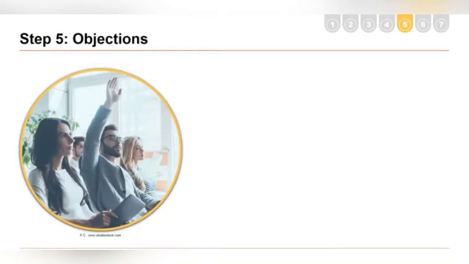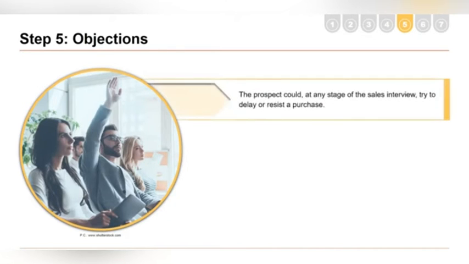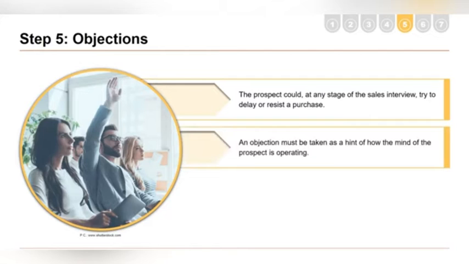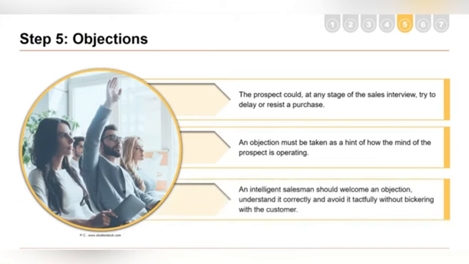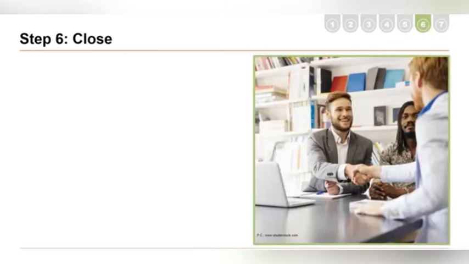Now we go on to step 5. Step 5 is objection. The prospect could at any stage of the sales interview try to delay the purchase. An objection must be taken as a hint of how the mind of the prospect is operating. An intelligent salesman should welcome an objection, understand it correctly, and tactfully avoid bickering with the customer.